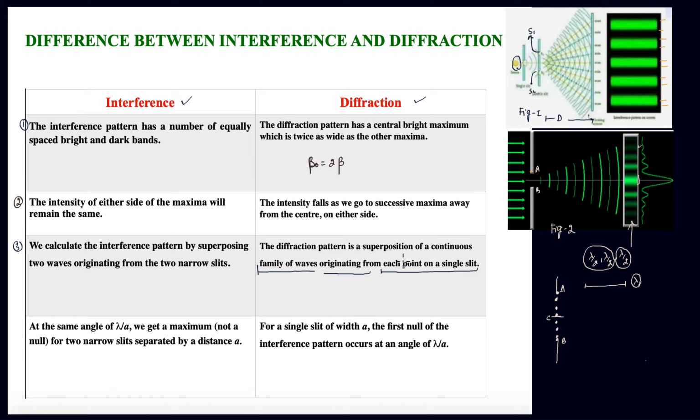All right. So this is what the meaning of this sentence is. The diffraction pattern is a superposition of the continuous family of waves, and these family of waves are generated by all the points on the primary wavefront. Right. So this is the cause of the diffraction pattern.